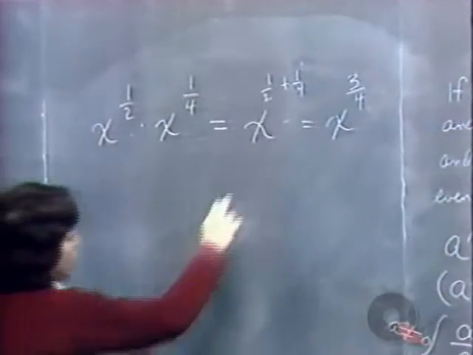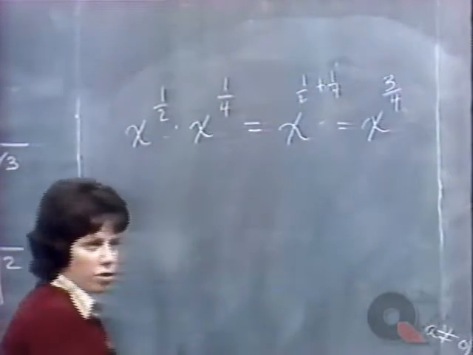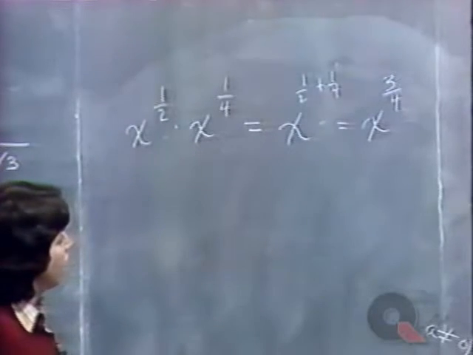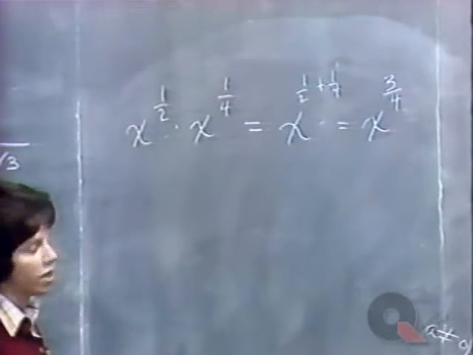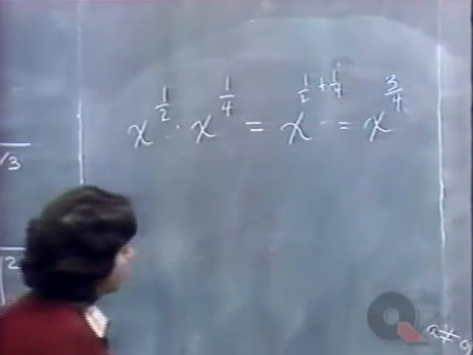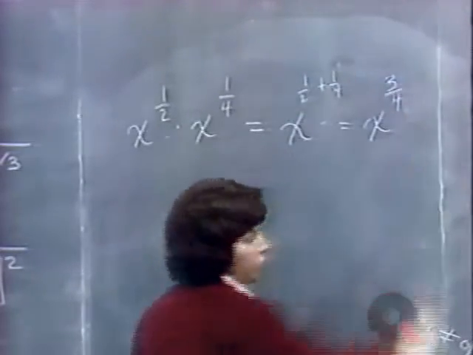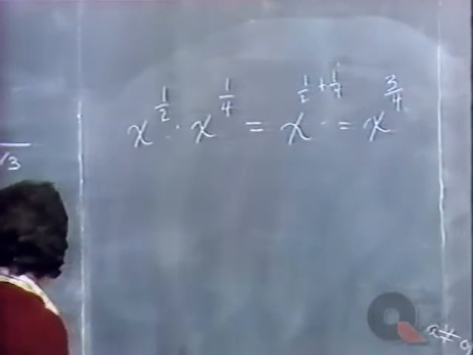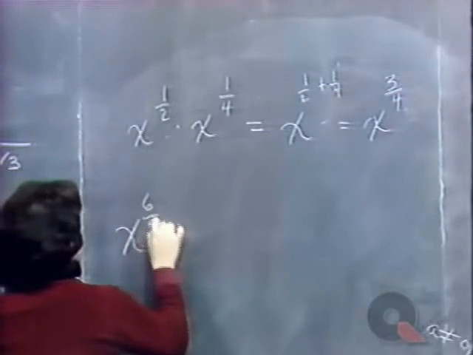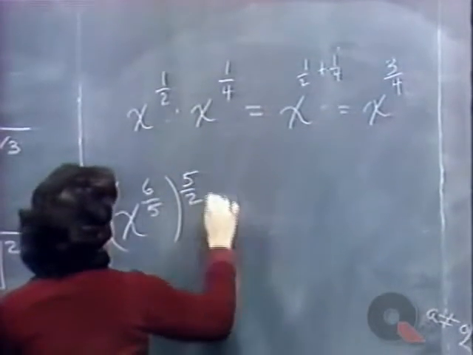How do we add fractions? We combine over the same denominator. We first have to build a fraction equivalent to 1/2, namely 2/4. It has the same denominator as the fraction 1/4. 2/4 plus 1/4 gave us 3/4. If there was something to be evaluated here, this could be thought of as the 4th root of x cubed. Okay, how about x to the 6/5 power raised to the 5/2?